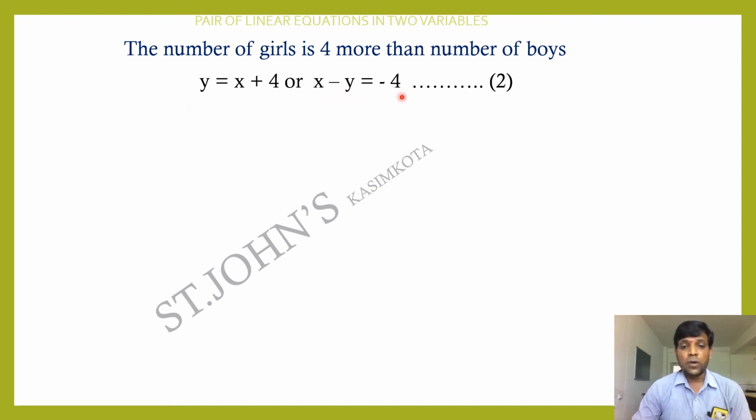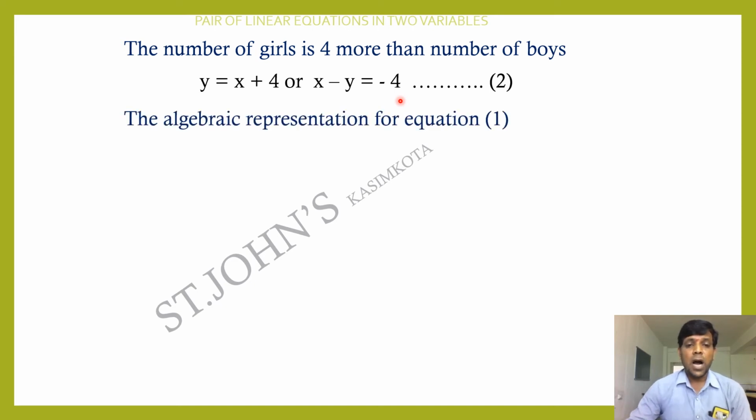Clear? First equation: x plus y equals 10. Second equation: x minus y equals minus 4. So use these two equations to draw the graph. First of all, write the algebraic representation for equation 1, which is x plus y equals 10. Now you have to write y equals 10 minus x. Transposing x from LHS to RHS, it becomes minus x. Then y equals 10 minus x.